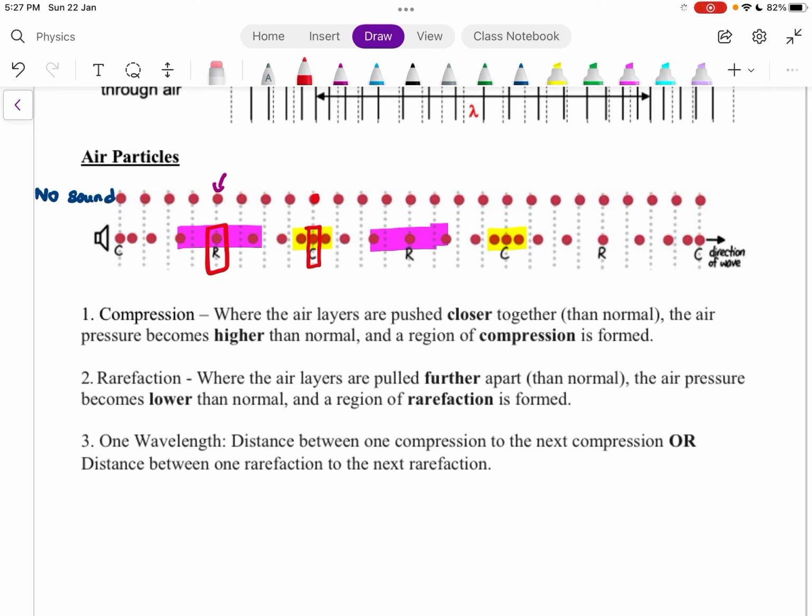Next will be the wavelength. How do I know what is one wavelength for a sound wave? This is also very simple. The distance between one rarefaction to the next rarefaction is known as one wavelength. Likewise, if you go from one compression to the next compression, that will be known as one wavelength. So that is how you identify the compression, rarefaction, and wavelength.